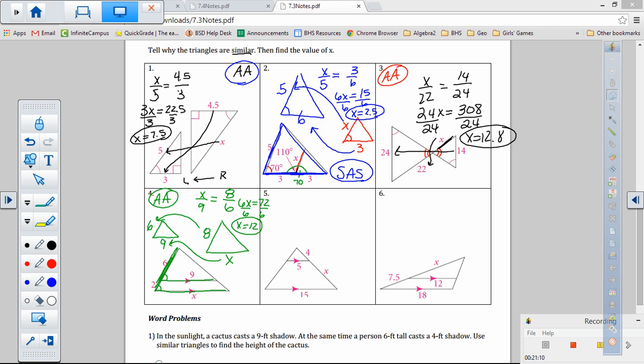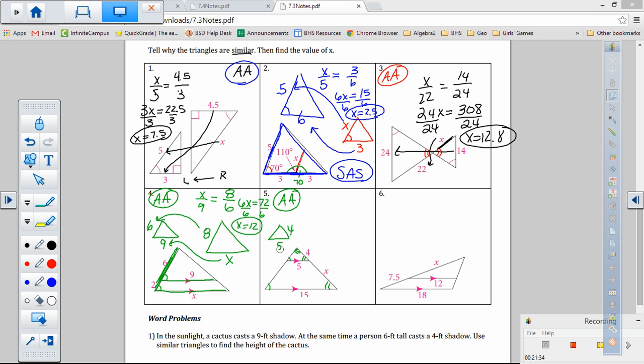Okay? Same exact problem for number 5. Again, the same deal with the parallel lines. So we get these angles congruent and we get these angles congruent. And we already know they share the same vertex angle. So angle-angle similarity. And then we, again, pull the two triangles apart.